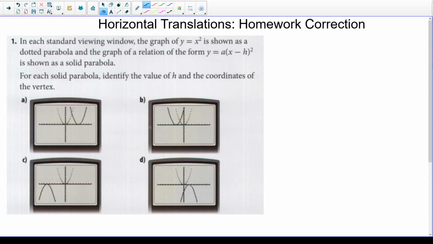Hello everyone. What I'd like to do today is go over the homework questions that were assigned in the last lesson. Those homework questions all had to do with horizontal translations.